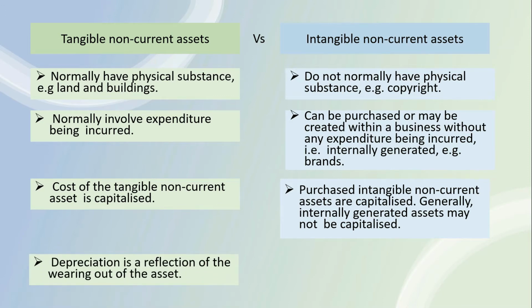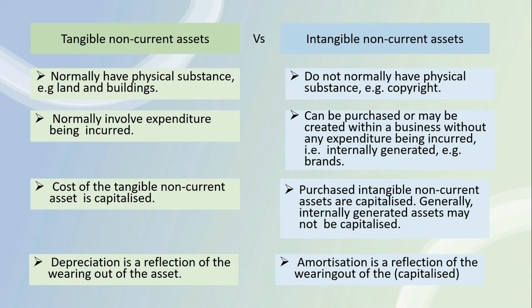And then depreciation. For tangible non-current assets, depreciation reflects the wearing of the asset. All the costs of the tangible non-current asset are allocated over each year, so we use the term depreciation. For intangible non-current assets, we amortize the cost, the same as depreciation. The cost is reported in profit or loss each year by using amortization, while for tangible non-current assets, we use depreciation.